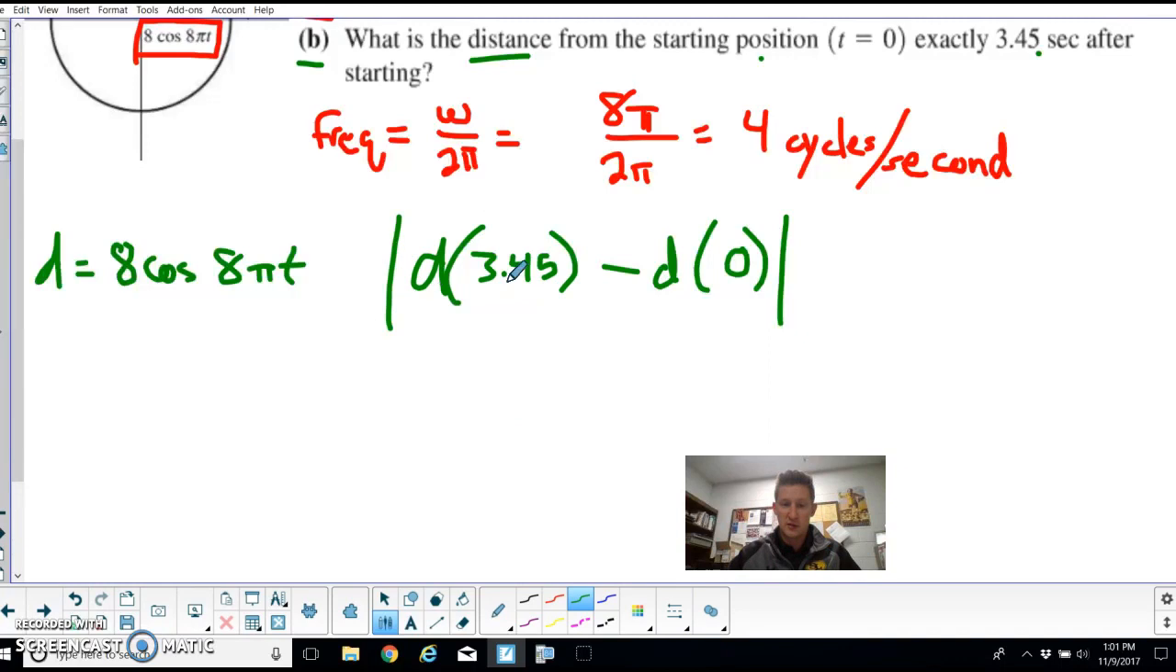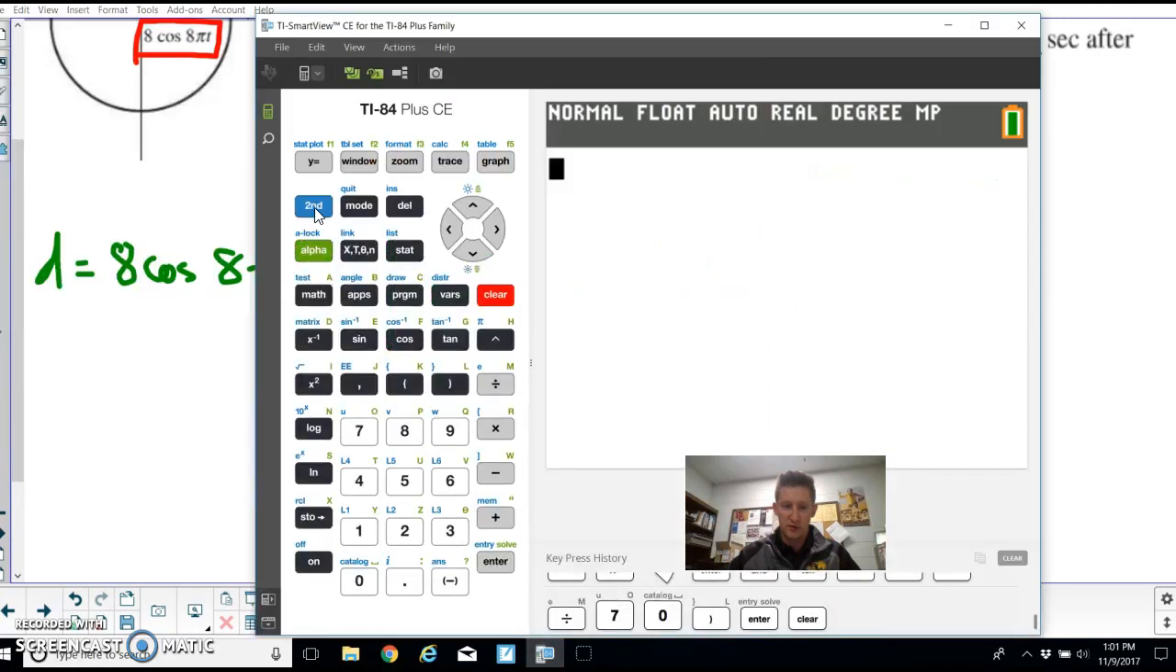Okay. Now to do that, the d of 3.45 and the d of 0, we're going to plug in 3.45 for t. So I'm going to use my calculator to do that for me. So I type in 8 times the cosine of 8 pi times 3.45. And right next to it, that's going to mean multiplication in my calculator.